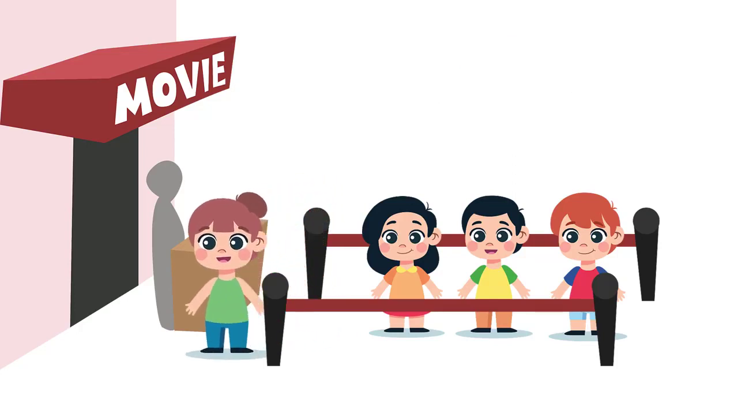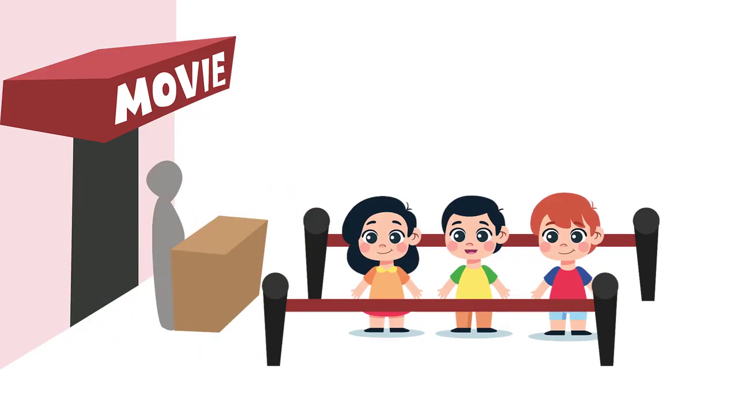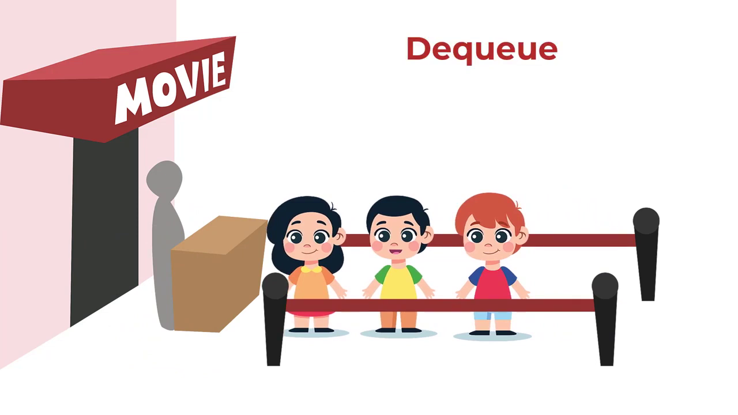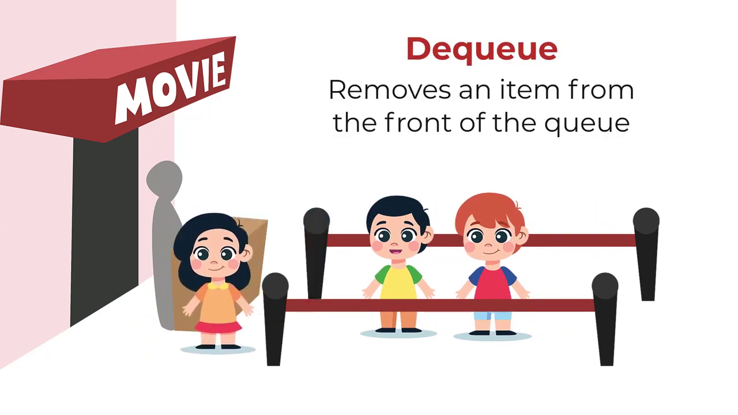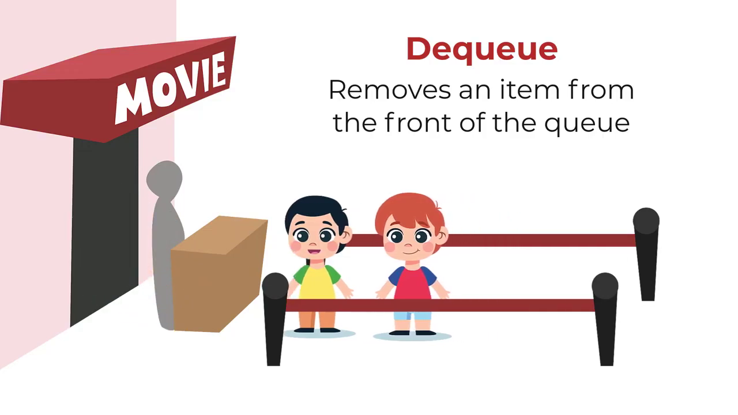When the person in front of Nina was done buying her ticket, she then went straight for the movie theater. This is similar to an operation called dequeue. When you dequeue an item, you are removing an item from the front of the queue. You will then move forward in line.